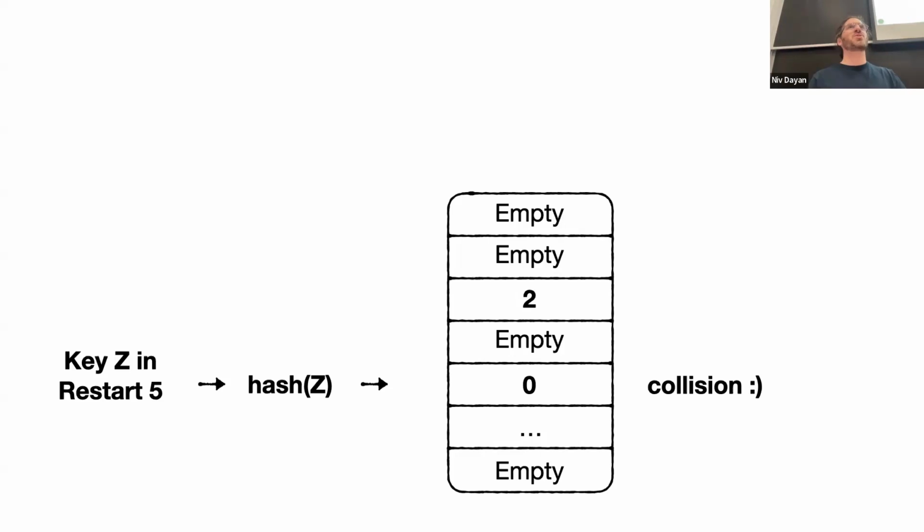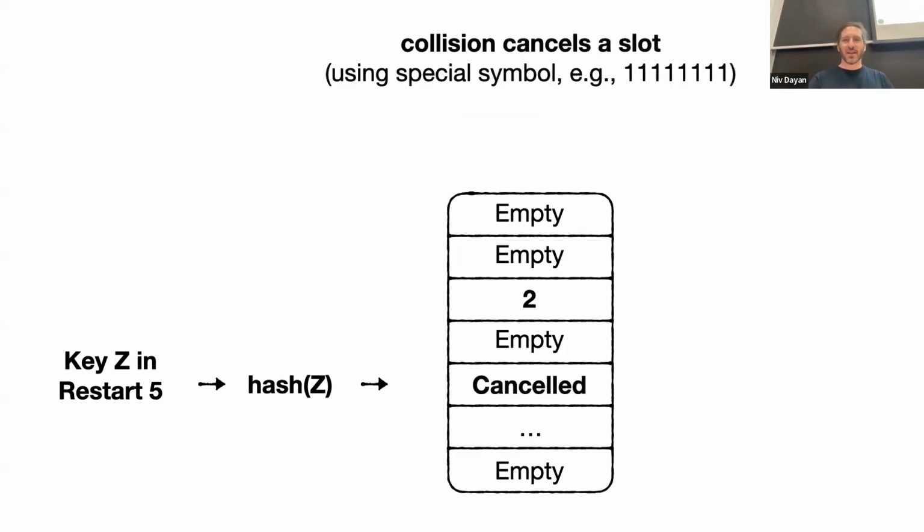So let me show you what this is doing, and I think your solution might actually be better. Okay, a collision actually cancels the slot in this design. So what does that mean? It means that you add a symbol to the slot, let's say a string of all ones, and it tells you a collision happened in this slot.